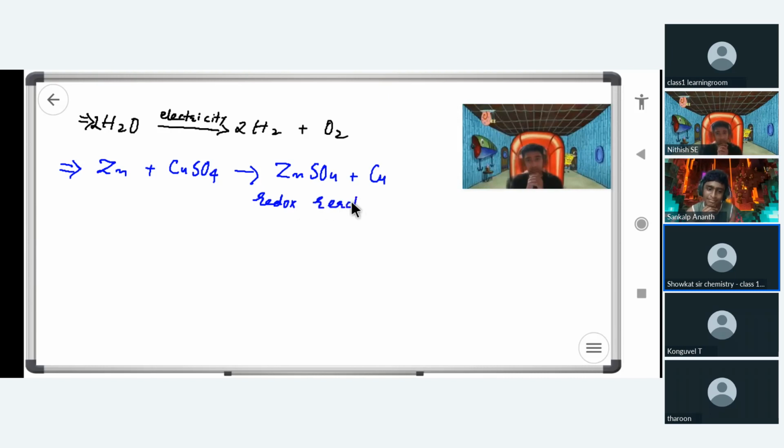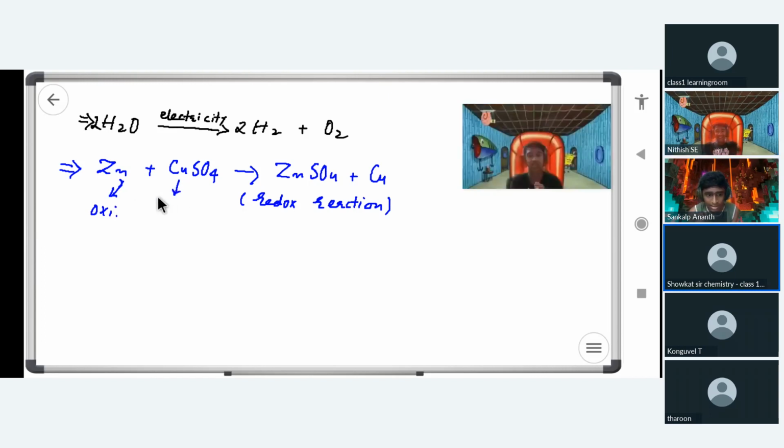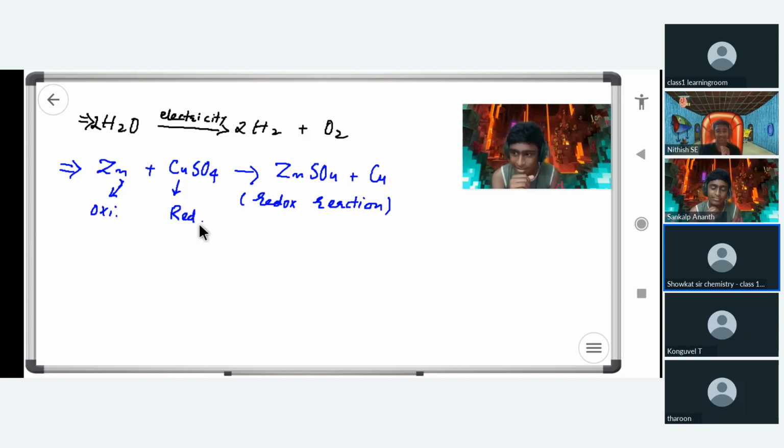Redox means both oxidation as well as reduction take place. What actually happens here is that zinc undergoes oxidation. It is a displacement reaction, but it is also a redox reaction, with an exchange of ions. Remember that a particular reaction can be displacement, and it can also be a redox reaction, and it can be exothermic or endothermic. A particular reaction can be any type of reaction.